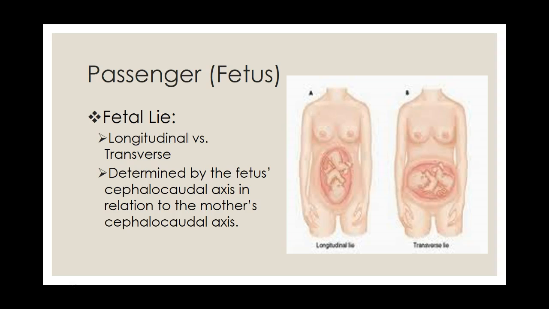And I realize these pictures are blurry, but if you'll bear with me, in picture A, you can see that the baby is up and down. So basically the baby's spine and the mom's spine are pretty much parallel to each other. In picture B, you see the fetus is sideways or transverse. And in this particular photo, the baby's spine or cephalocaudal axis would be perpendicular to mom's spine or cephalocaudal axis.